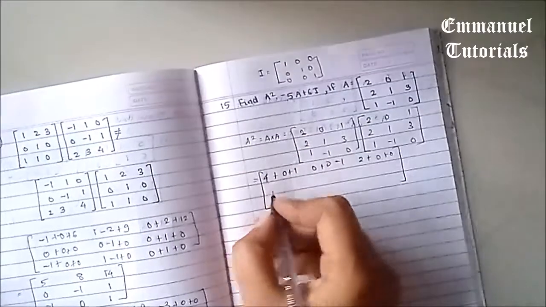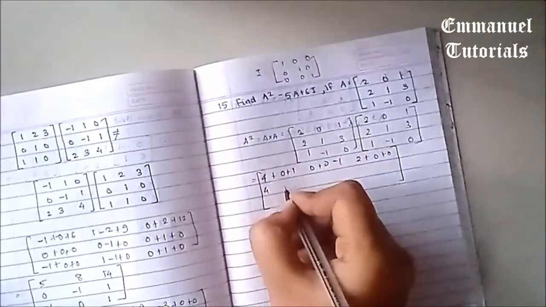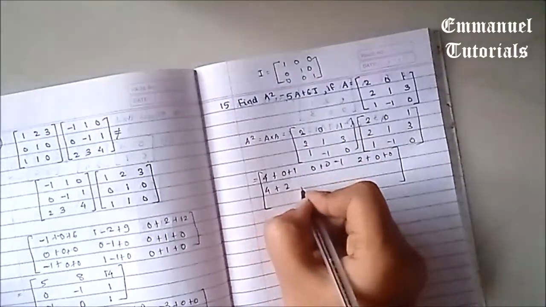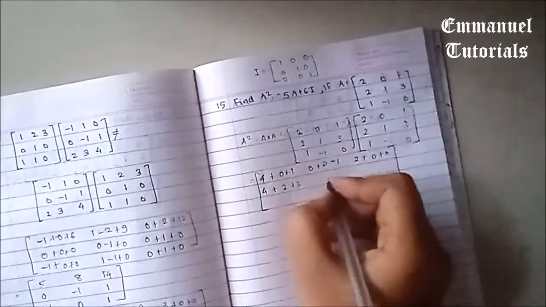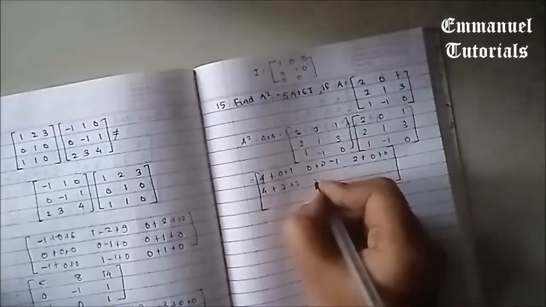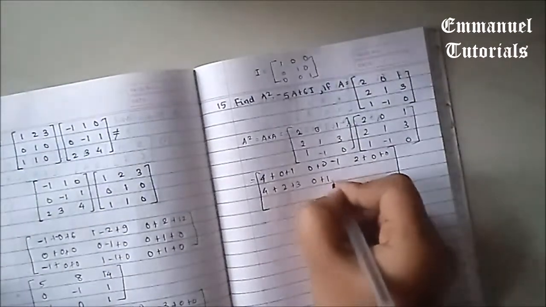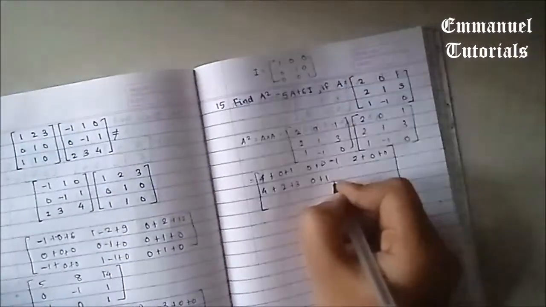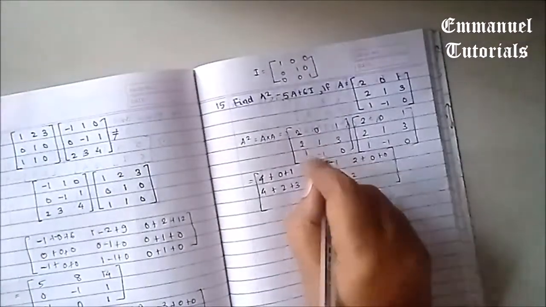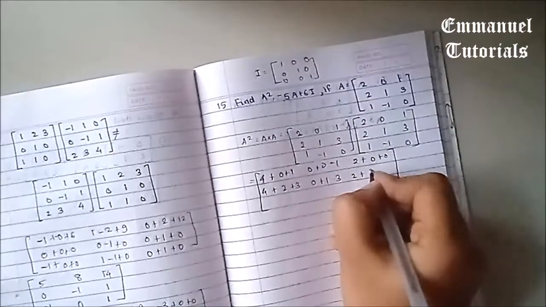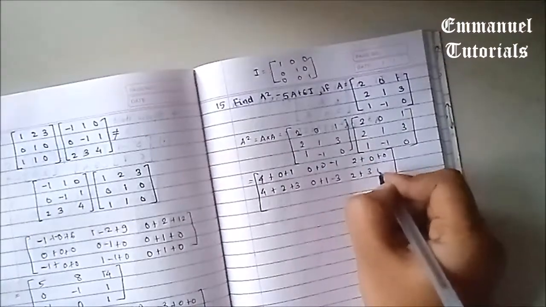2 into 2 is 4, plus 1 into 2 is 2, plus 3 into 1 is 3. 2 into 0 is 0, plus 1 into 1 is 1, plus 3 into minus 1 is minus 3. 2 into 1 is 2, plus 1 into 3 is 3, plus 3 into 0 is 0.